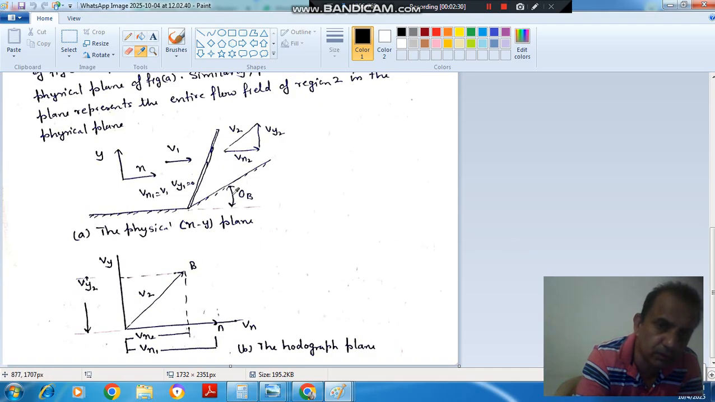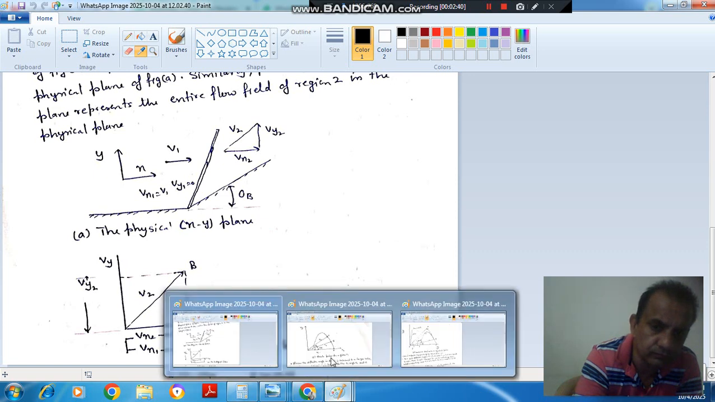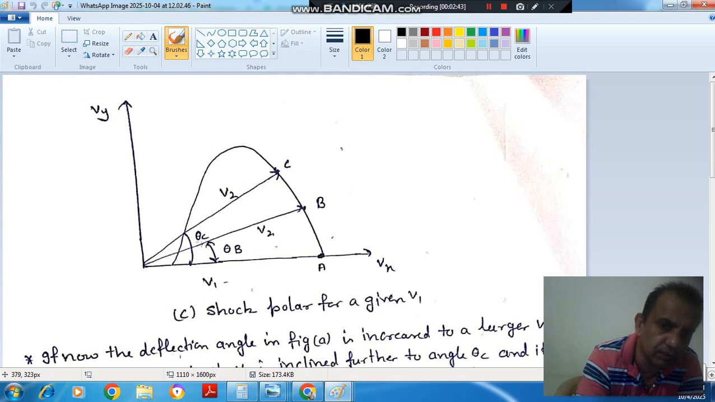Now this corresponds to this deflection angle, theta b. If we change the angle, suppose theta b to theta c, then the location of this point B will change to C, and V2 will also be different because this length is different. Vx2 and Vy2 will also be different because the angle is changed. But V1 is the same, OA.